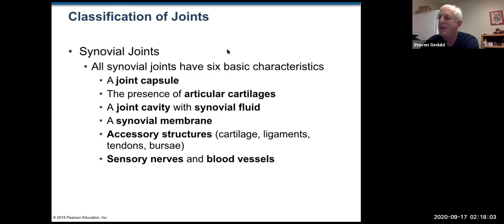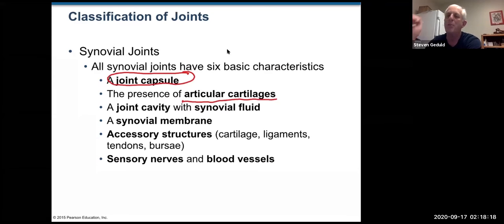All synovial joints have 6 basic characteristics. So every synovial joint is going to have 6 common characteristics. They're going to have a joint capsule, which surrounds it. They're going to have articular cartilage, which allows the bones in the joint to move freely past one another so they don't bind up. The articular cartilage allows it to avoid bone-to-bone contact.